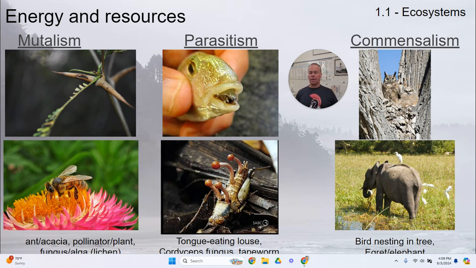So again, this is a parasitic relationship. Obviously, the insect is being harmed. It's being killed in this relationship while the cordyceps fungus is benefiting.